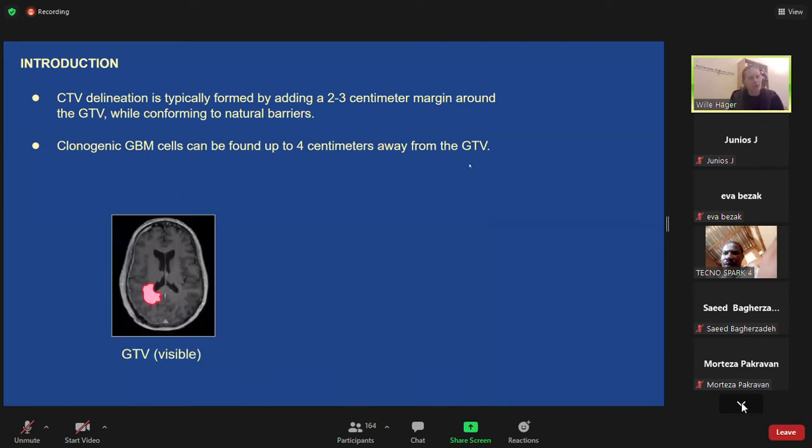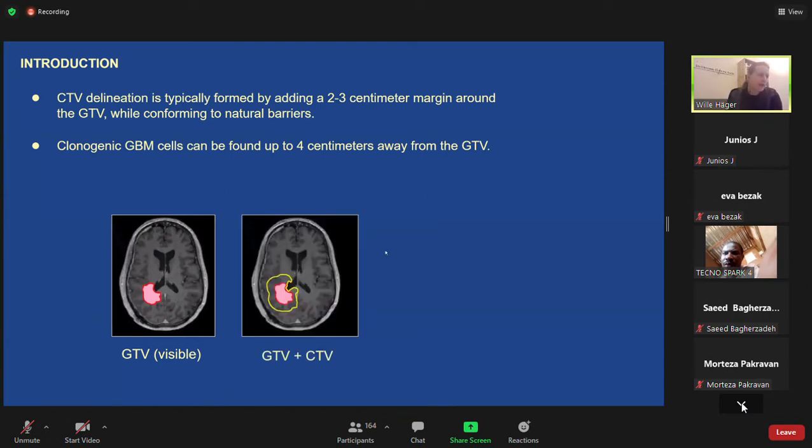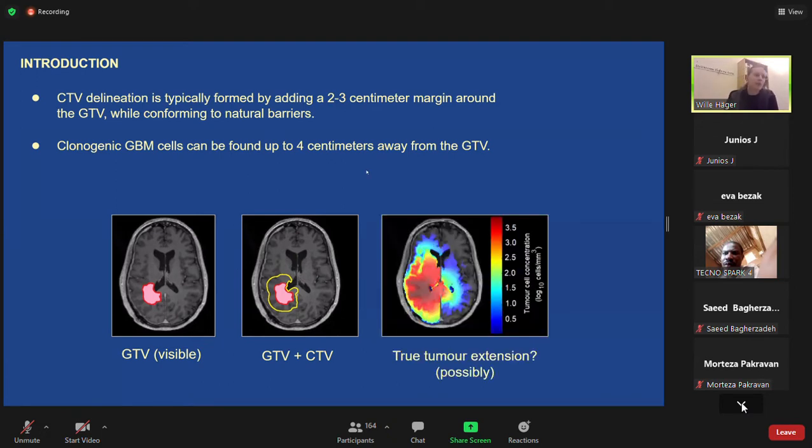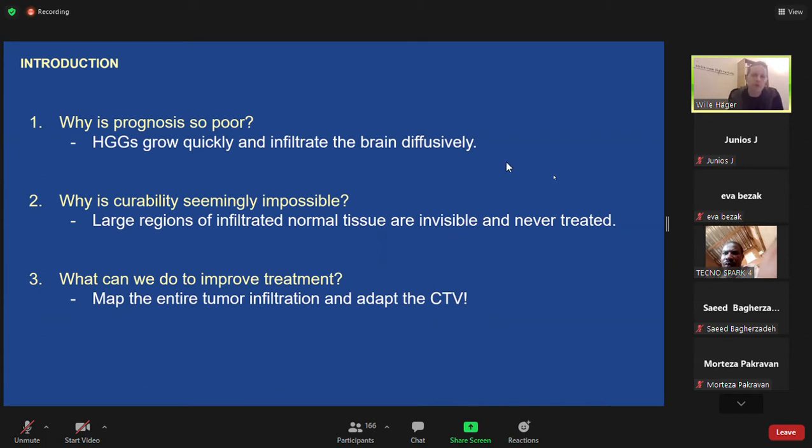The point is that we have a visible GTV. This is how we delineate it, but it's not so difficult to understand why we're having a hard time solving or curing these tumors if we have perhaps a true tumor extension that looks more like this. So now we understand what the problem is. Why is prognosis so poor?